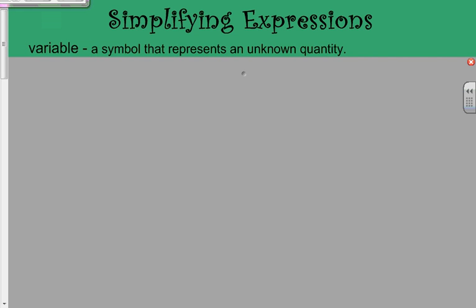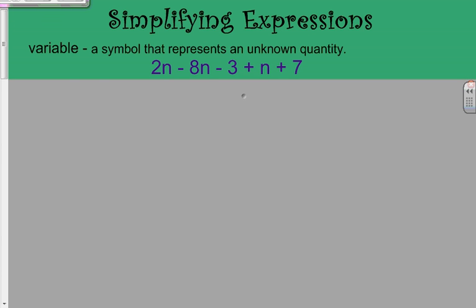Okay, for our lesson today, it's called Simplifying Expressions. And I'm going to give you several terms. You're going to need to write down and keep these in your notes for an upcoming quiz that you're probably going to get. First one is variable. A variable is simply a symbol that represents an unknown quantity, some kind of number that we don't know, and its symbols are usually letters.